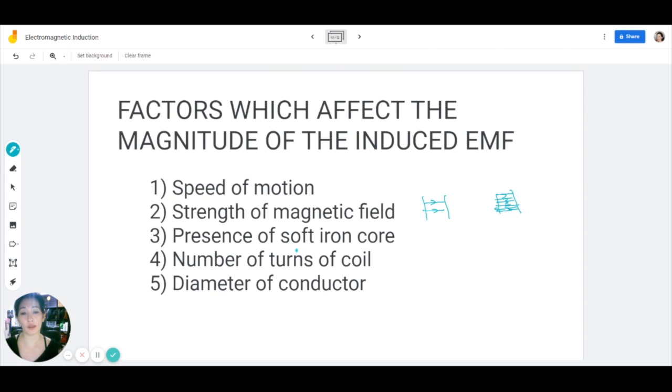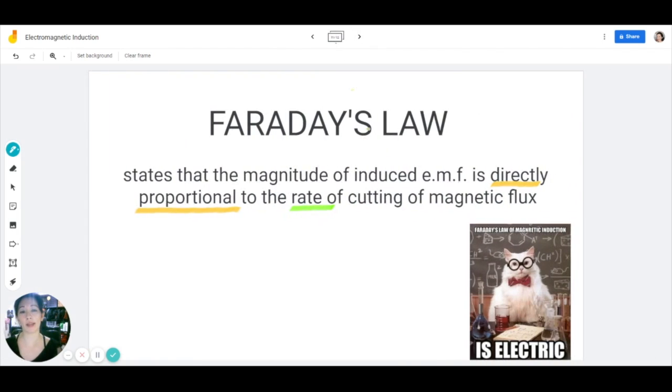Likewise, when you have a soft iron core, it strengthens the magnetic field, which also increases the magnetic flux. Number of turns of the coil, same thing. With more turns on the coil moving at the same speed, more wires are cutting the magnetic field lines at the same time. Diameter, also, because a larger diameter cuts more at the same time compared to a smaller diameter. So all these factors can be explained with Faraday's law.